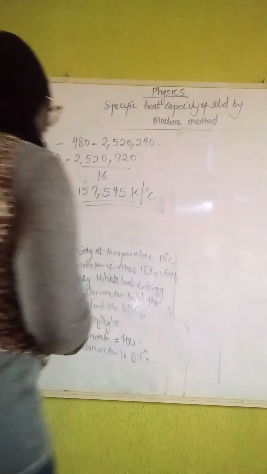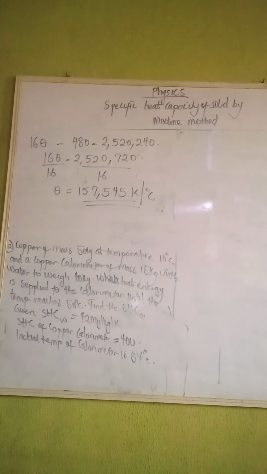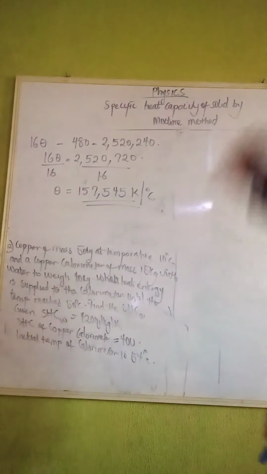Okay, now let us write out the parameters as usual for the second question. Copper of mass 50 kilogram. So we have mass of copper 50 kg at a temperature of 10. The temperature of the copper is 10 degrees Celsius. And we have a copper calorimeter having a mass of 15 kg.